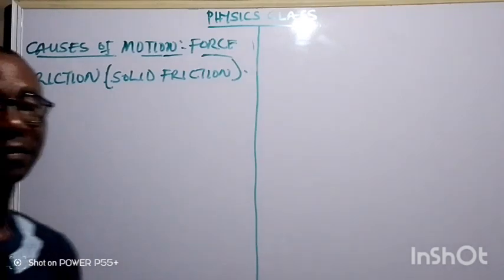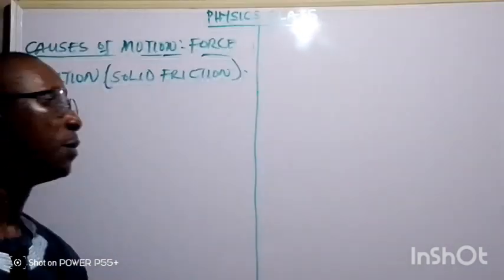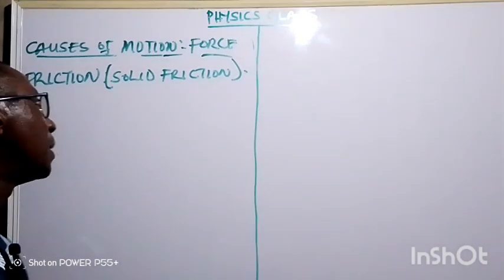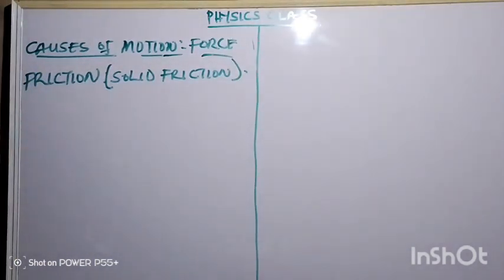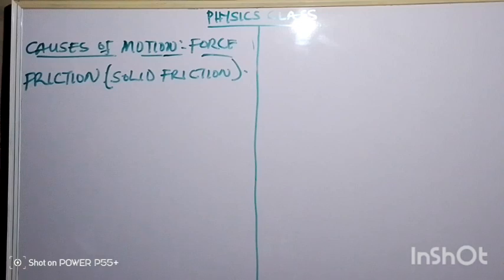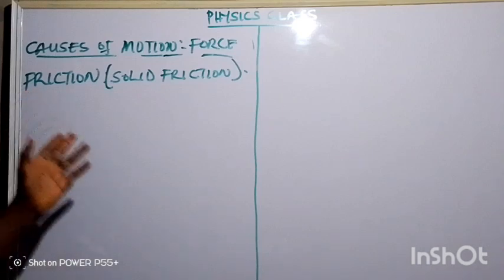During our last lesson, we started the topic causes of motion, which is force. We defined force and mentioned different types of force. We say we have two major types: number one, contact force, or mechanical force, and number two, force field, or non-contact force. Under contact force, we made mention of friction, which we promised to take as the topic today.